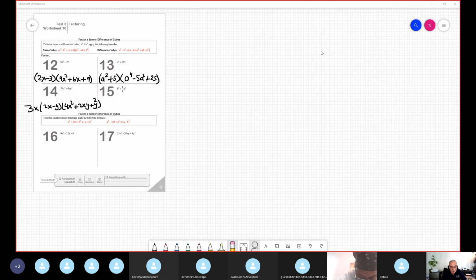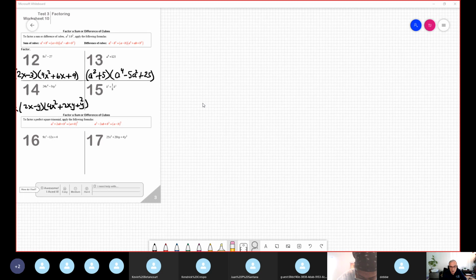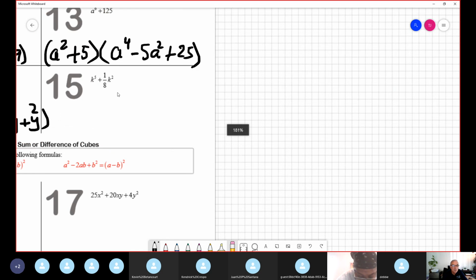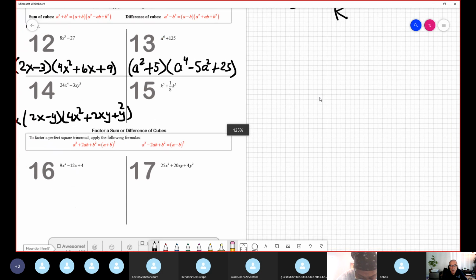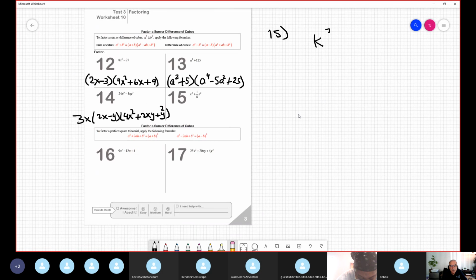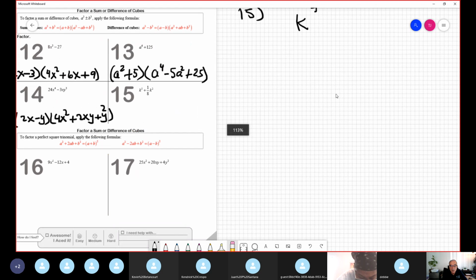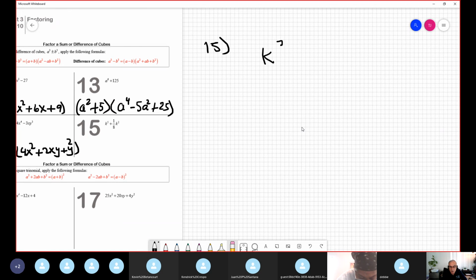15 now. 15 looks hard or horrible, but it's no big deal. Okay, the reason is it's a fraction, but I don't care about the fraction. K to the what power? I don't see it. To the fifth power. Okay, to the fifth power. Wow.